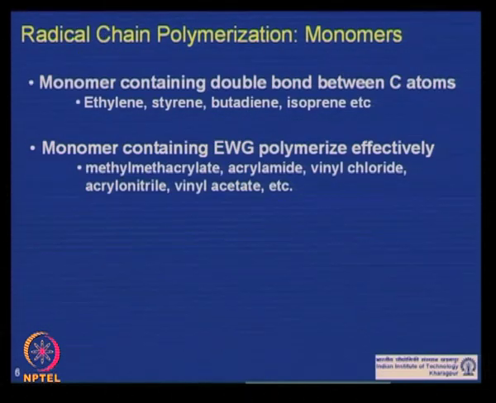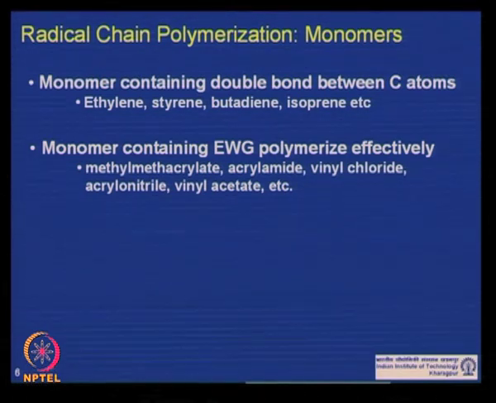We come back now only to radical polymerization. We are talking about chain polymerization, with different structures and different initiators. Now, we start solely on radical chain polymerization. So, what types of monomers can be used for radical polymerizations? Monomers containing a double bond between carbon atoms. The examples we have just seen: ethylene, styrene, butadiene, isoprene, etc.